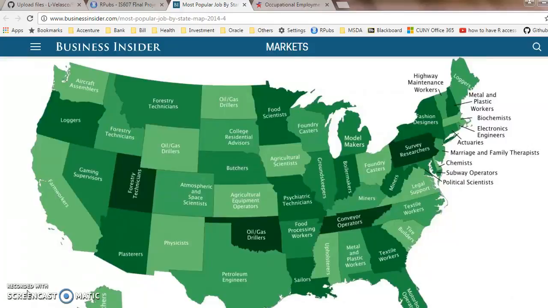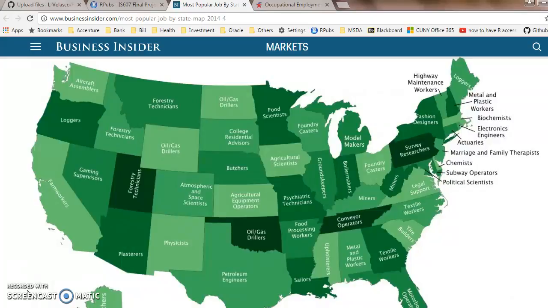I'm presenting my final project for the Data Acquisition and Management course. The inspiration for my project came when reading the 2014 article regarding the disproportionately popular jobs in each state, which appeared in the Business Insider. It has a map of the United States, and each state has an occupation. This occupation has a higher rate of concentrated employment than the US as a whole.